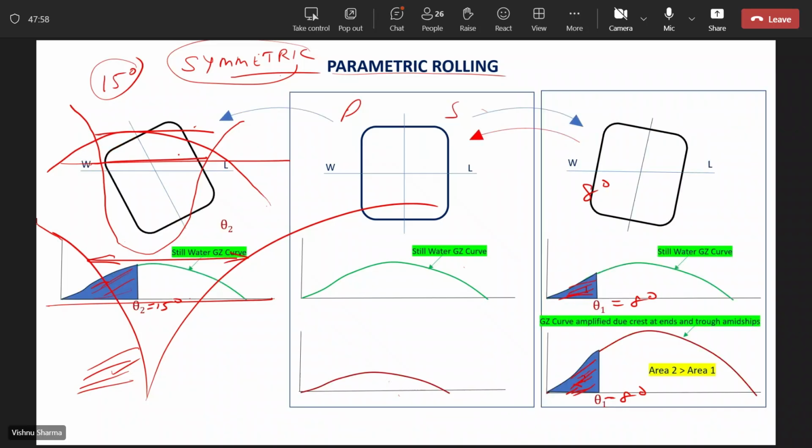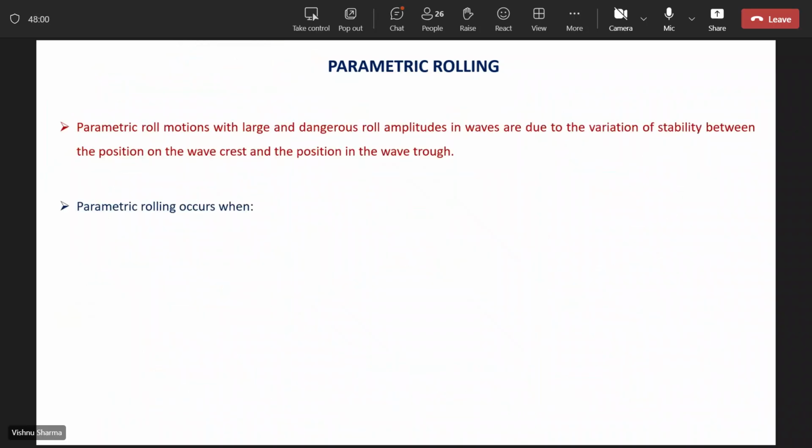Now we come to what you will write basically. Okay, so basically that is the thing. Parametric roll motions with large and dangerous roll amplitudes in waves are due to variation of stability between the position of the wave crest and position of the wave trough. This is what I have just explained to you guys. Now you know what this line means.